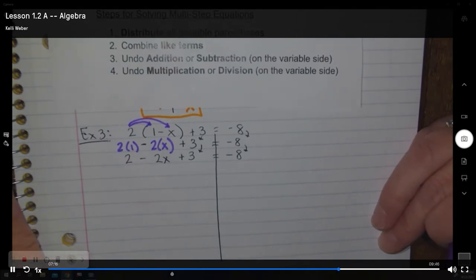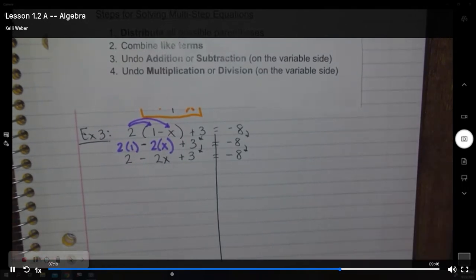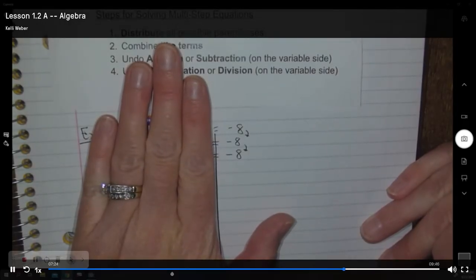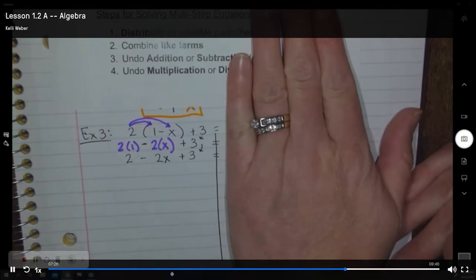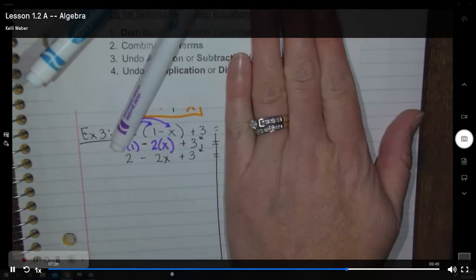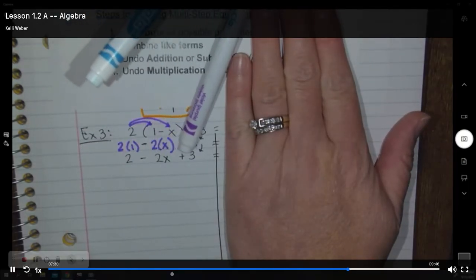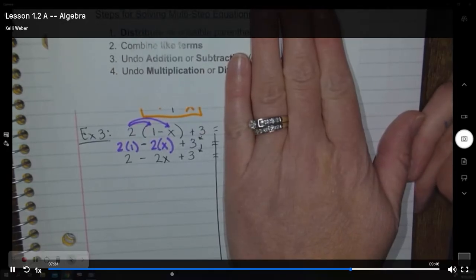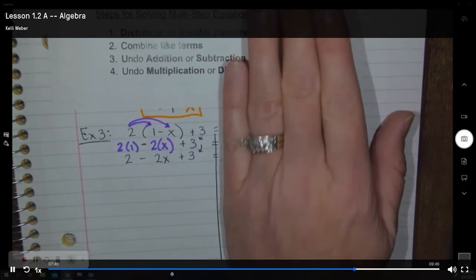Okay, so step 2 says combine like terms. So again, one side at a time. Let's do the right side first since there's only one number. No like terms over there. Looking at the left side, I've got 2 minus 2x plus 3. So I don't have any terms on this side besides the 2x that have an x, but I do have a plain old 2 and a plain old 3.